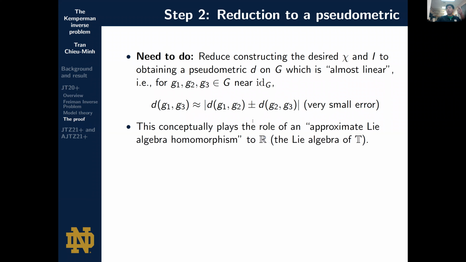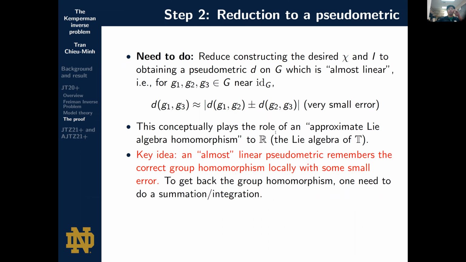And conceptually, let's think about it. Essentially, we want to construct a group morphism from the group G into the torus, right? So somehow we want to construct a representation of the group. The idea is that conceptually we want to first construct an approximate Lie algebra group homomorphism from the original group into R, which is the Lie algebra of the torus T. And this pseudometric, one can think of it conceptually as such a Lie algebra group morphism.